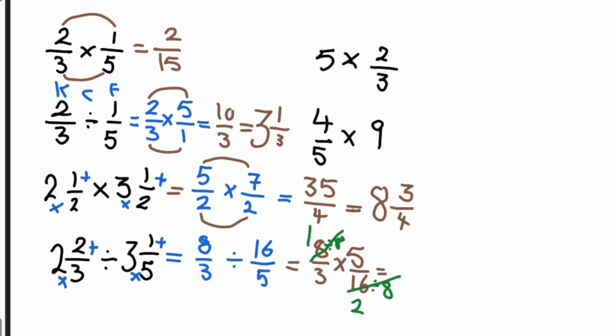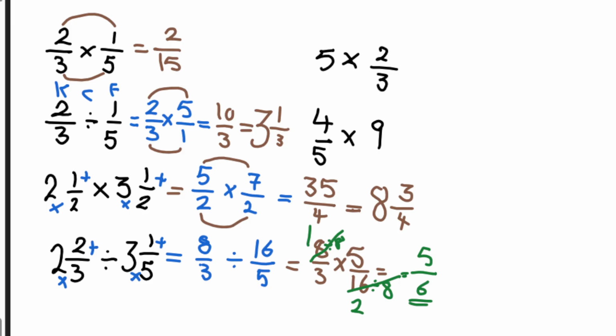So the question will now look like this. 1 times 5, because here we just have 1. So it's going to be 5 divided by 3 times 2, which is just 6. And that's our final answer, 5/6. Now, do you think you understand?